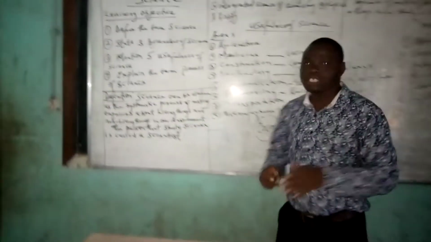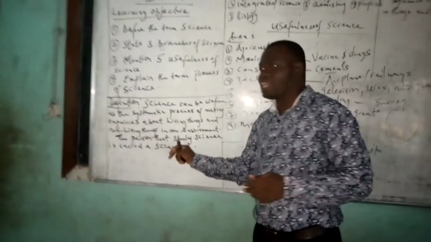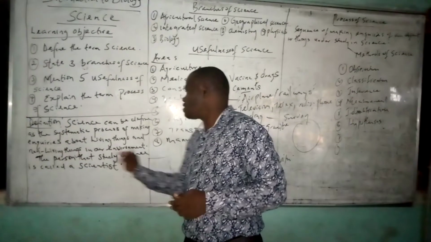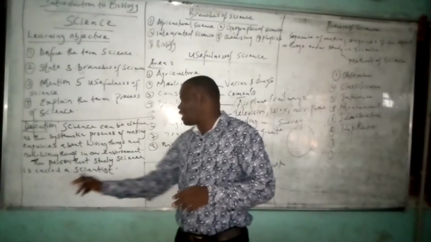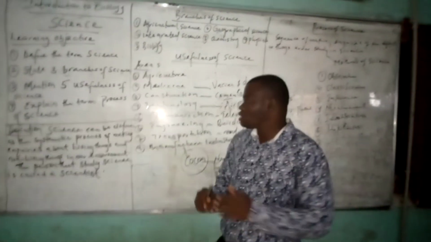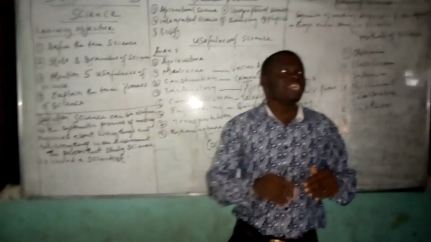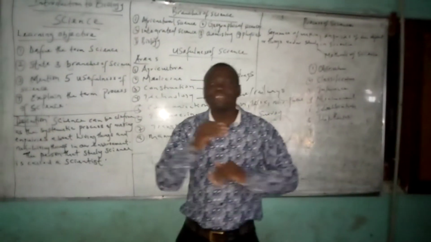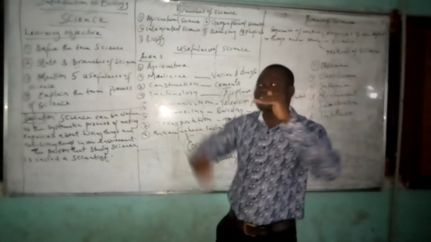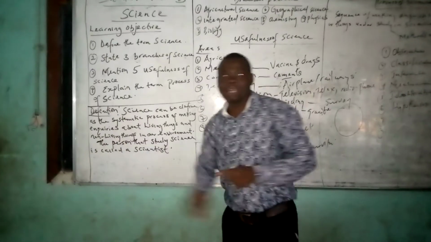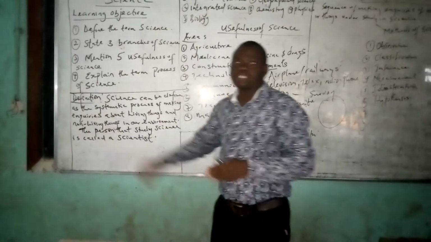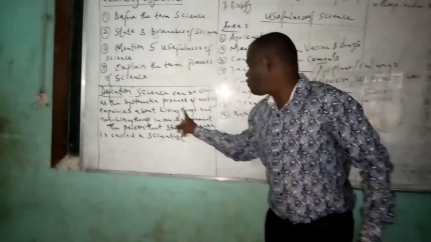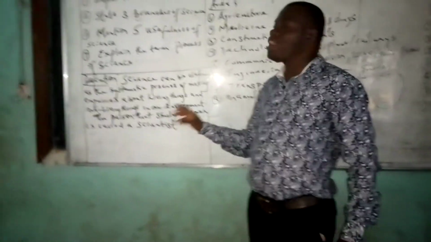Now let's start. What is science? Science can be defined as a systematic process of making inquiry about living things and non-living things in our environment. The person that studies science is called a scientist. Science is a systematic process, which means we don't start from the complex one. We start from the simplest one to the complex one, step by step. That's what we mean by systematic. We make inquiry. Inquiry simply means we ask questions, about living things and non-living things in our environment.